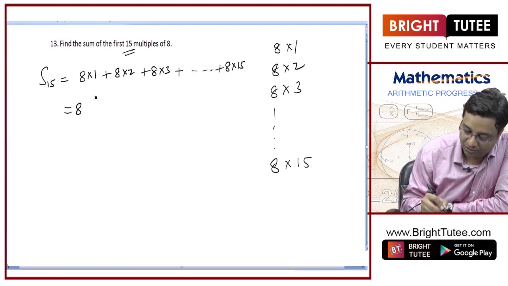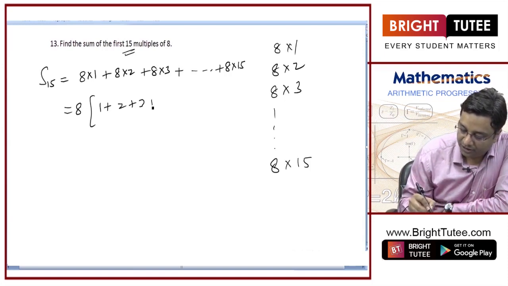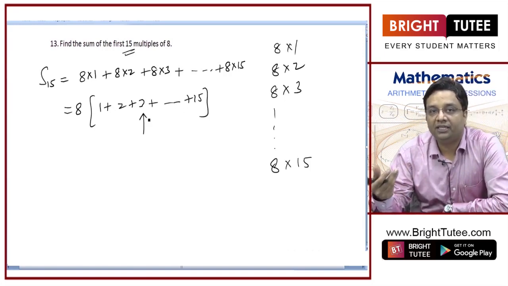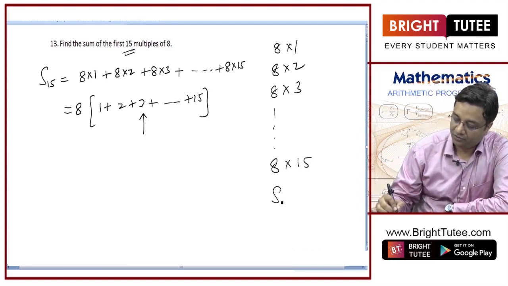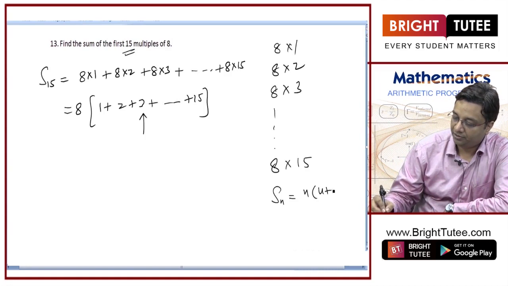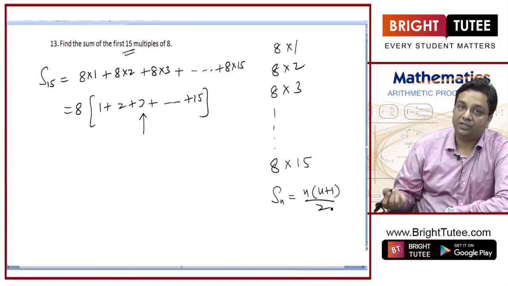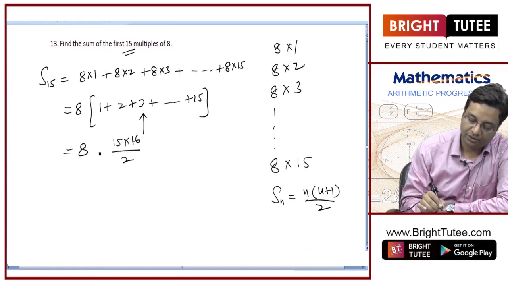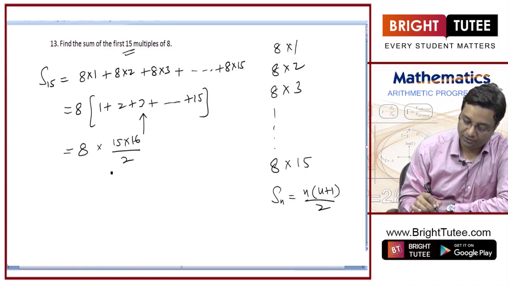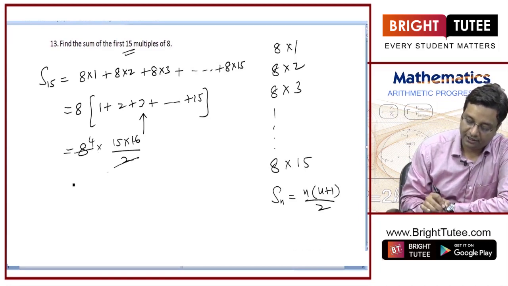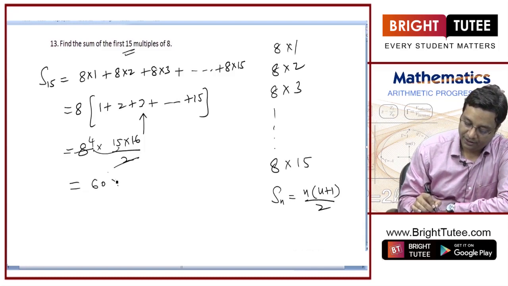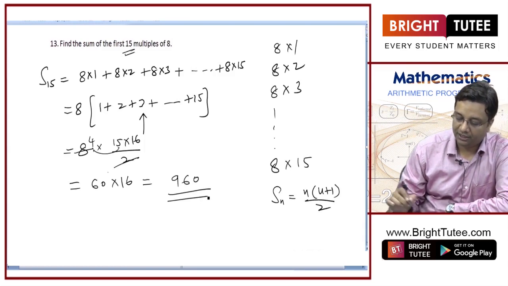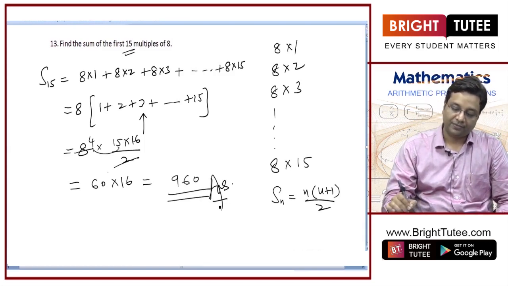Now if you take 8 as common, it will be 1 plus 2 plus 3 plus up to 15, which is what? Sum of first 15 natural numbers. And what is the sum of first n natural numbers? n into n plus 1 by 2. So what is the sum of first 15 natural numbers? It will be equal to 15 into 16 by 2, right? So 4 is 8, this is 60 into 16, so this will be equal to 960. So this is your answer.